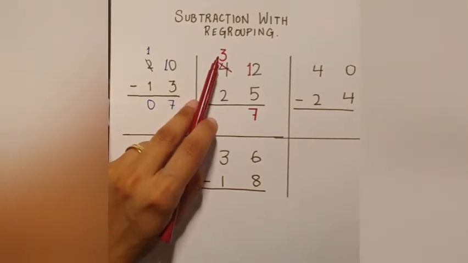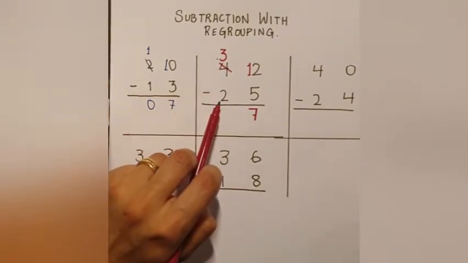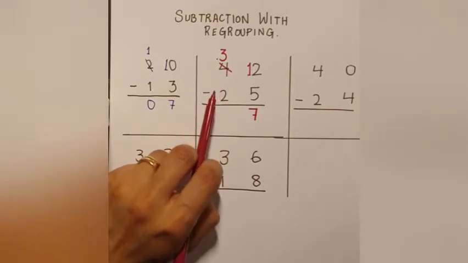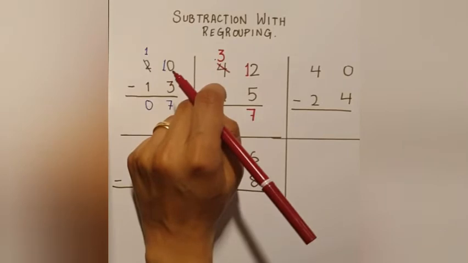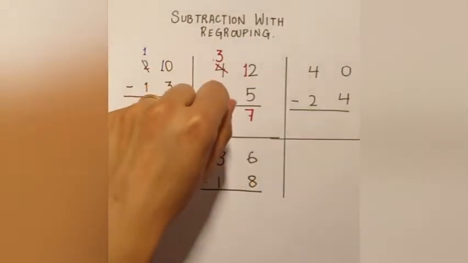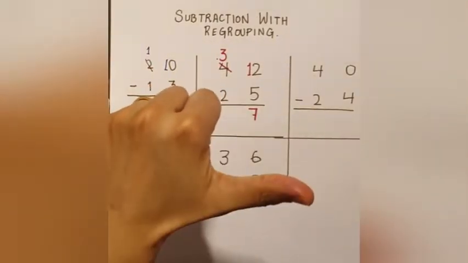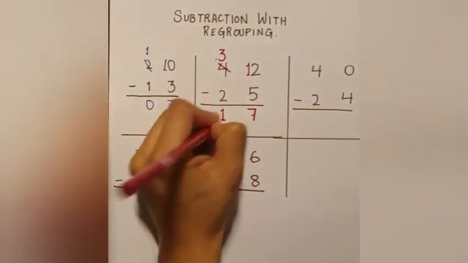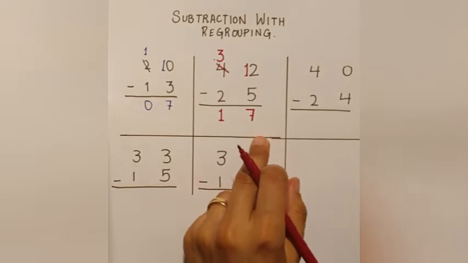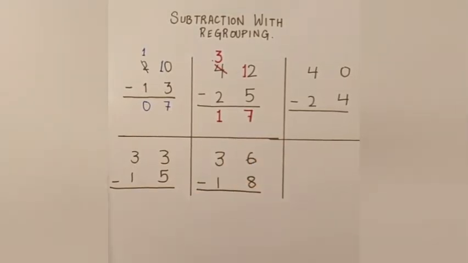So now I'm going to do 3 minus 2. Not 4 minus 2. This is a common mistake, so please take care. 3 minus 2 is, after 2, 3. So it's just 1. So here my answer is going to be 17.